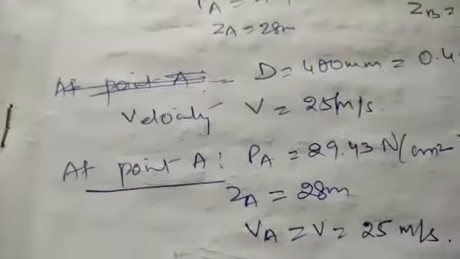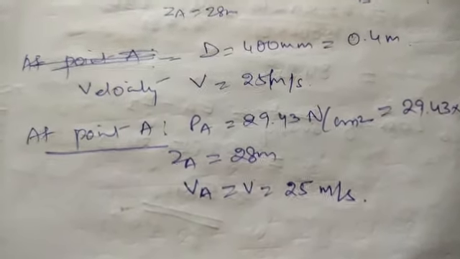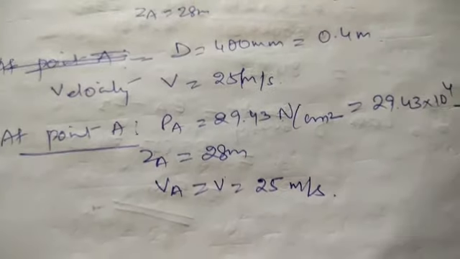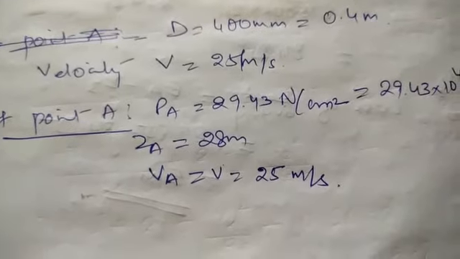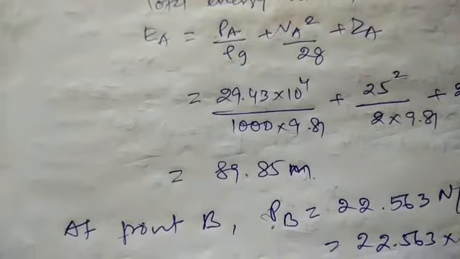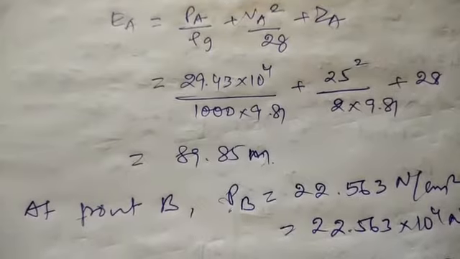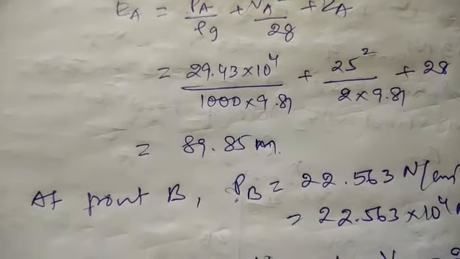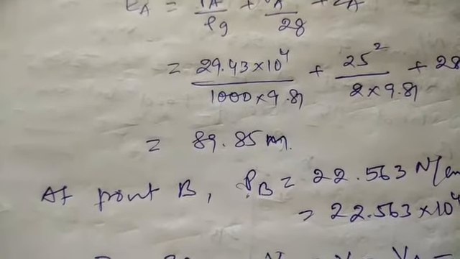So then we'll take point A. At point A, PA is equal to 29.43 Newton per centimeter square. Convert that into SI units. Then ZA is equal to 28 meter and VA is equal to V is equal to 25 meter per second. That is the velocity of flow. Then we will go for the next one. Total energy at A, EA is equal to PA by rho g plus VA square by 2g plus ZA. Substituting the values, we know all the values, it is given in the problem. Substituting these values, you'll get the total energy at section A as 89.85 meter.